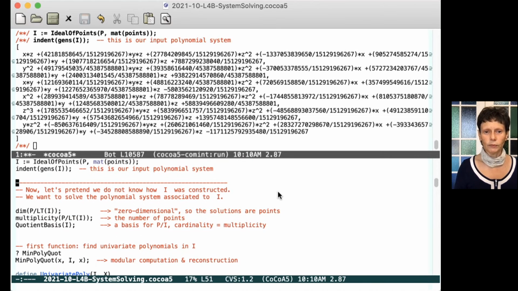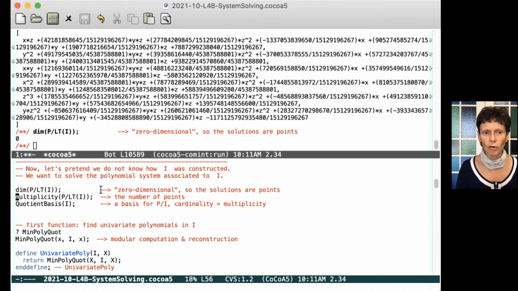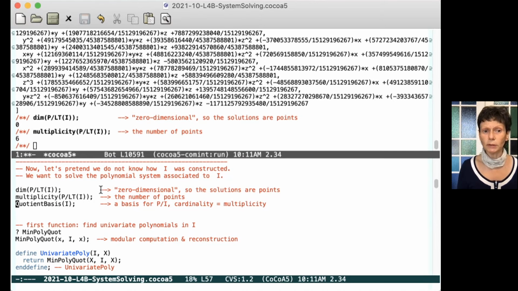Now remove all this, and let's pretend we don't know what this system is about, and we want to solve this system. So the first thing we need to ask is, is this a zero-dimensional ideal? Which means, is this just isolated points? And we do this by checking the dimension of P modulo LT of I. And this gives 0, so it is zero-dimensional, just points. Then I ask for the multiplicity, which gives me the number of points.